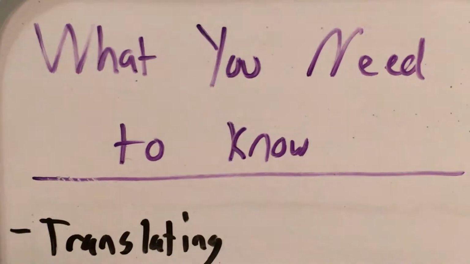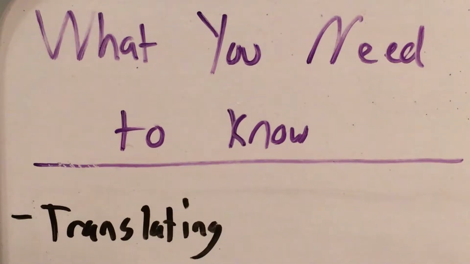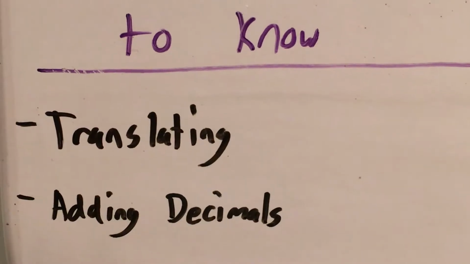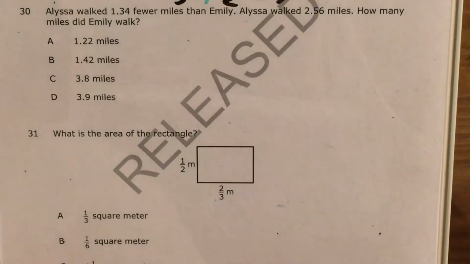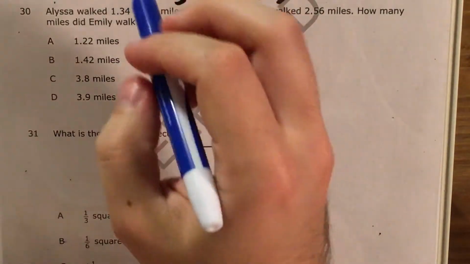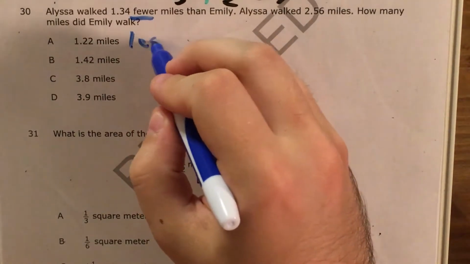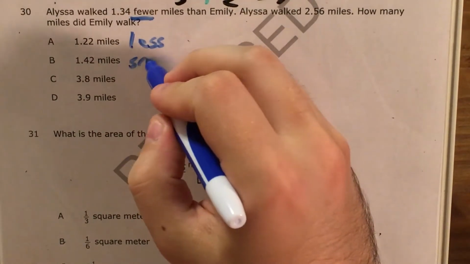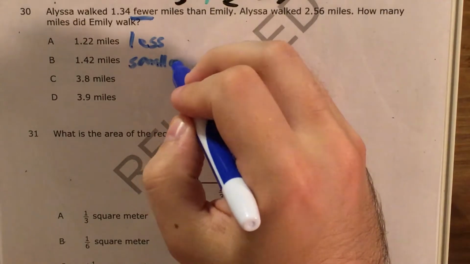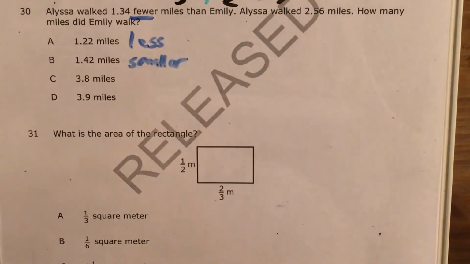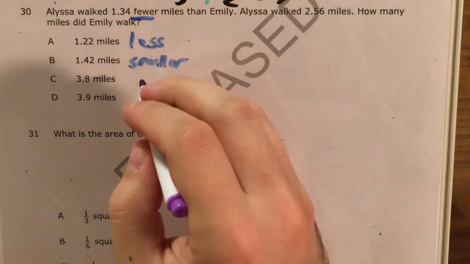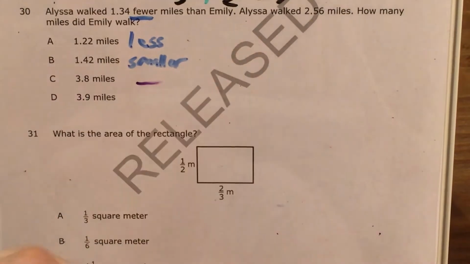Now, the key skills for this problem are going to be translating and also adding decimals. So I'm going to start with my translating, and I'm going to look at this word fewer. I'm going to remind myself that if I see fewer or less or smaller or something like that, any of those words tell me that I need to start by writing a subtraction math sentence.